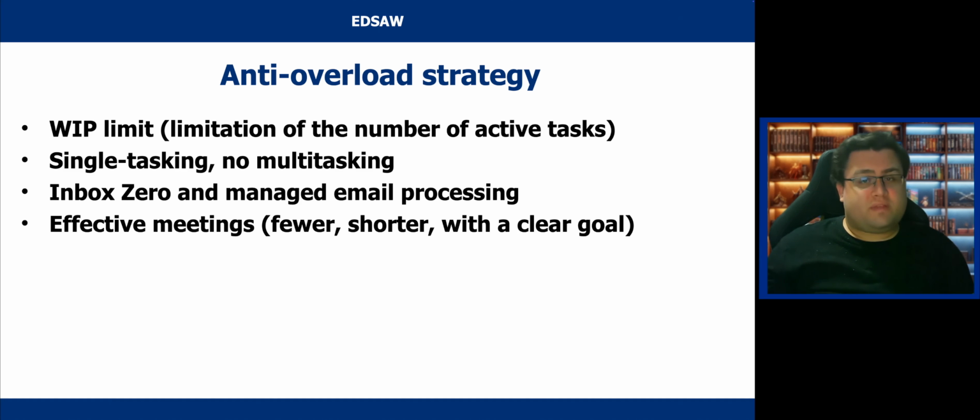The third tool is Inbox Zero, which is a controlled email processing. Instead of letting emails clutter our day, we set aside a specific time to deal with them and keep our inbox empty. The fourth strategy is effective meetings, less frequent, shorter, and with clear goals. Much of the office congestion stems from endless meetings and the time they take away from real work.